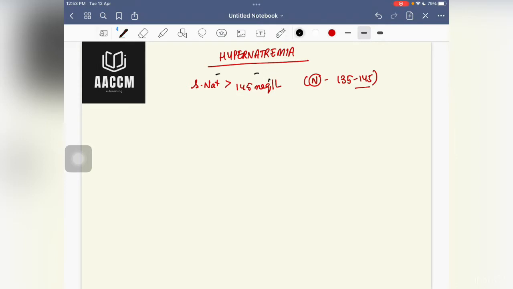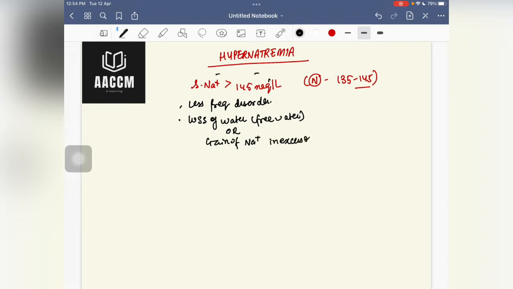The important thing to know is that it is a less frequent disorder. It doesn't happen that frequently in patients, right? And how it happens, we all know there is a combination, sodium and water retention, right? If there is loss of free water, this causes hypernatremia, or if there is a gain of sodium in excess of water. Okay?